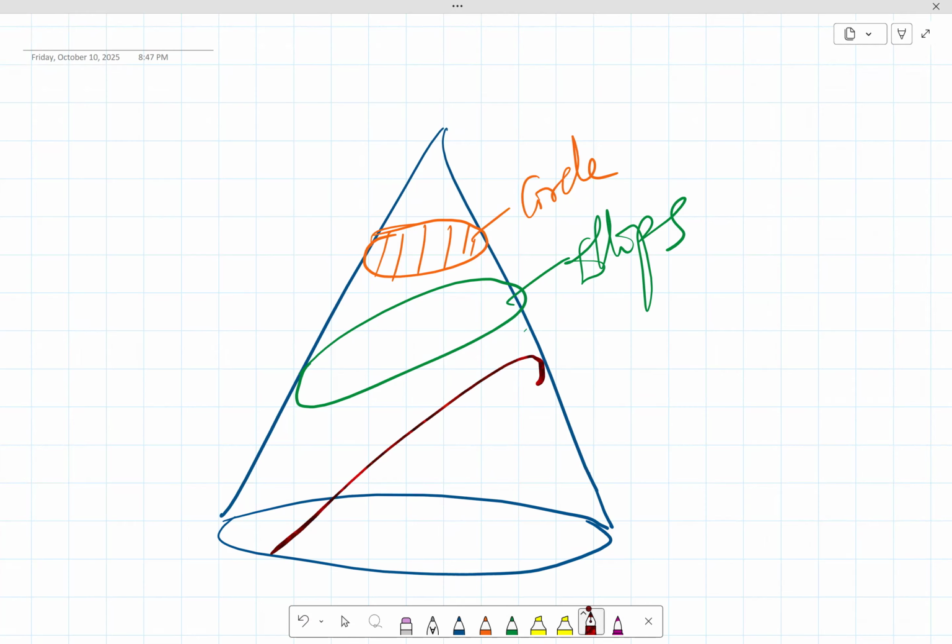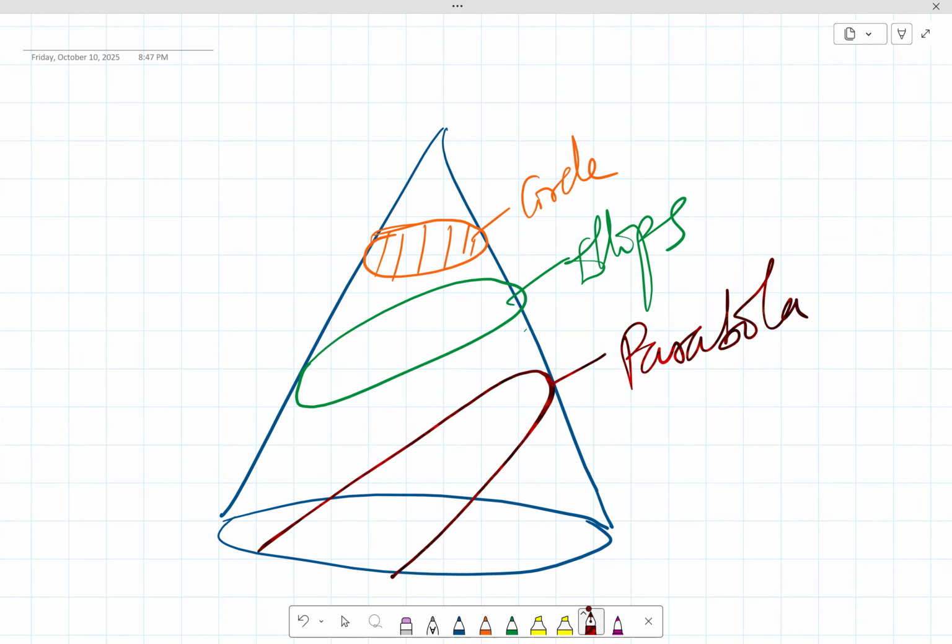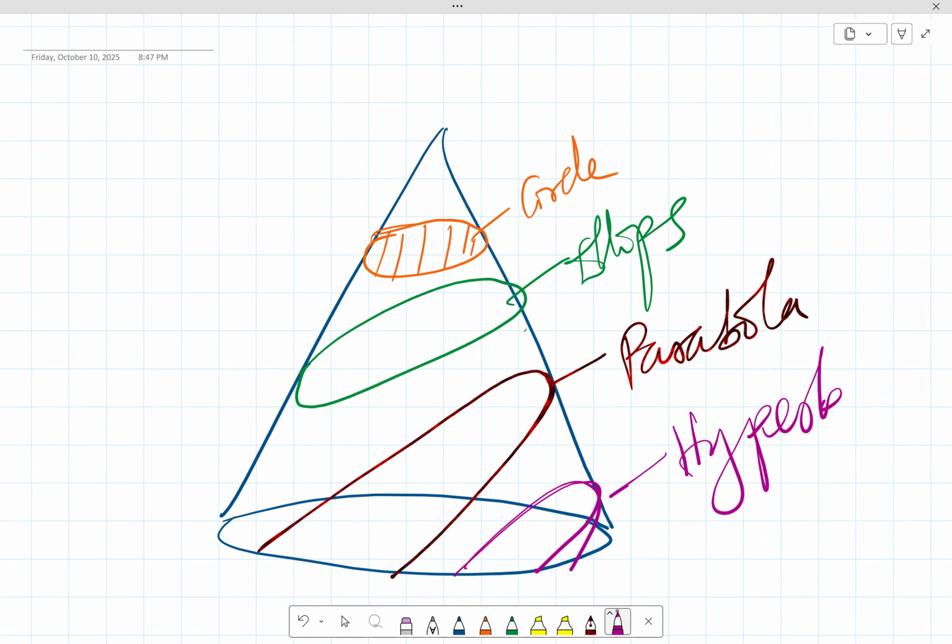So you have a parabola. That's not looking good. Let me try again. And then if you go further, then you have a hyperbola. Let me try once more. So it's all about tilting the angle, and then you have a hyperbola. That's how the whole thing goes.